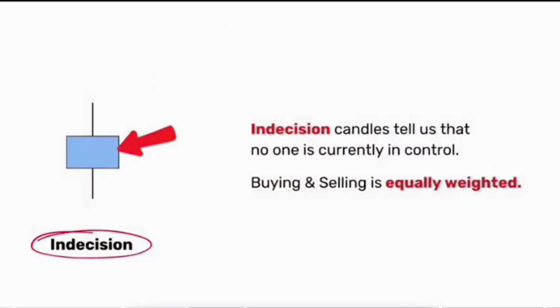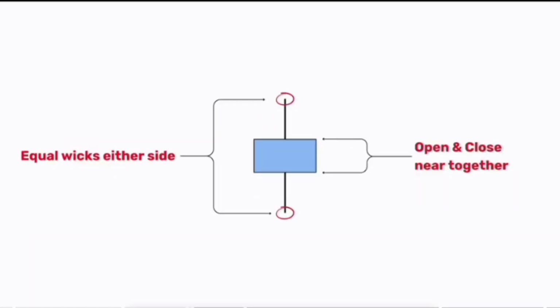Indecision candles tell us that no one is currently in control, and that buying and selling is equally weighted. So, contrary to the other versions we've looked at, where we're looking at strength or reversals, indecision is simply where nothing is currently happening. An indecision candle looks like this. You might know it as a doji, okay? We have equal wicks on either side, or relatively equal wicks, and an open and close price that are near together. So we haven't made much movement. We've attempted to go higher, attempted to go lower, but ended up closing around where we opened.